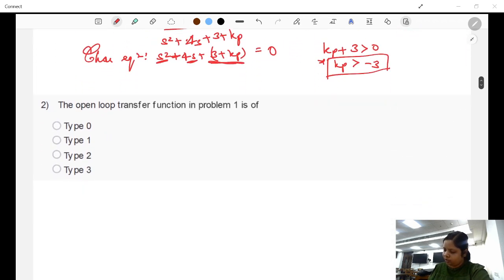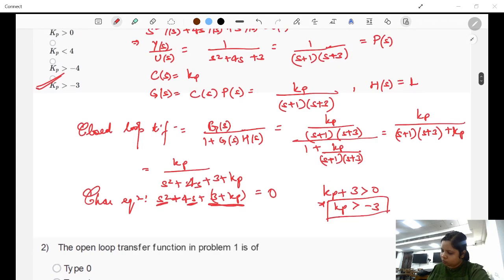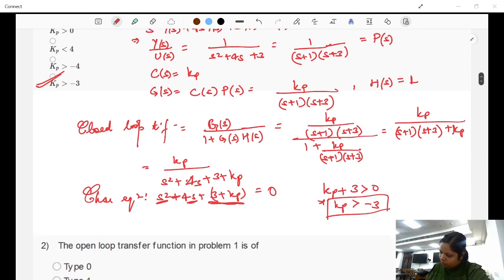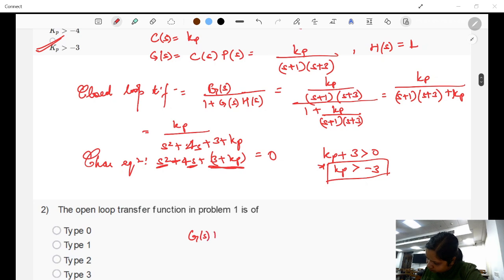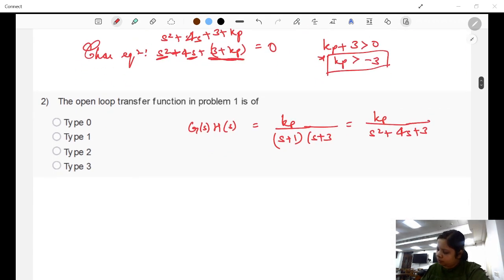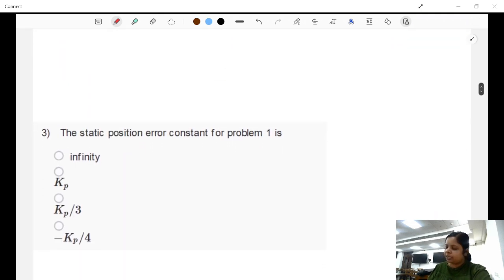Now, when we move to the second question, the open loop transfer function is of what order? What is the open loop transfer function? It is G(s) into H(s). So what is G(s)H(s) here? Kp upon (s plus 1)(s plus 3), or Kp upon s square plus 4s plus 3. You see, if you try to take out some coefficient, what you would get? s to the power 0 only. That is 1. So n here is equal to 0. Hence it is a type 0 system. Okay, I hope this makes sense. We'll move to the next question.